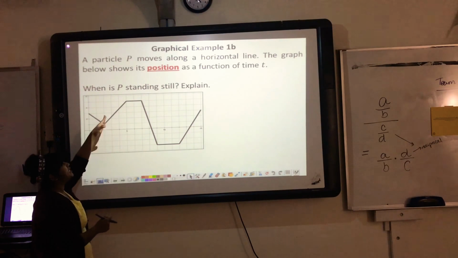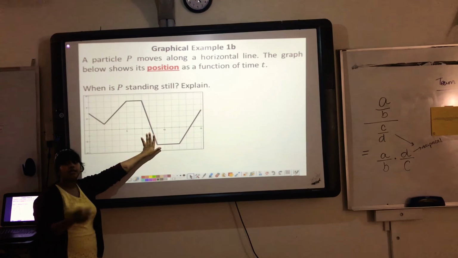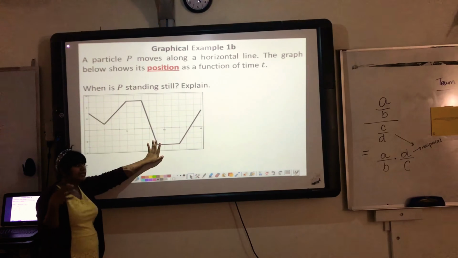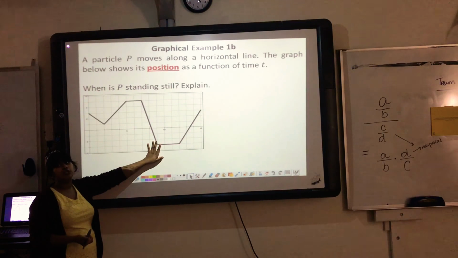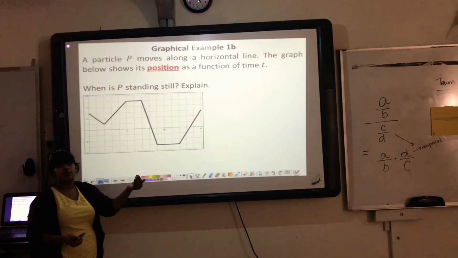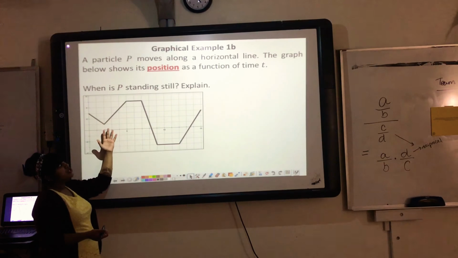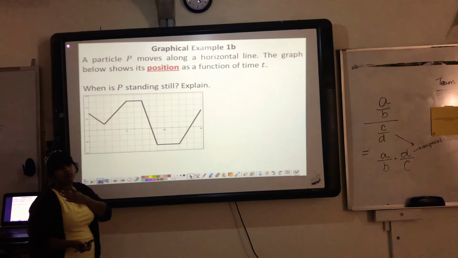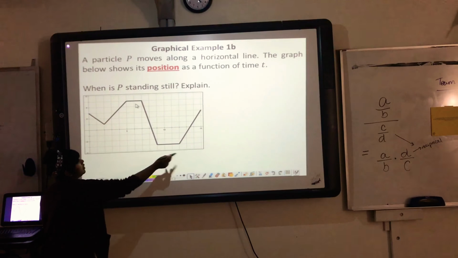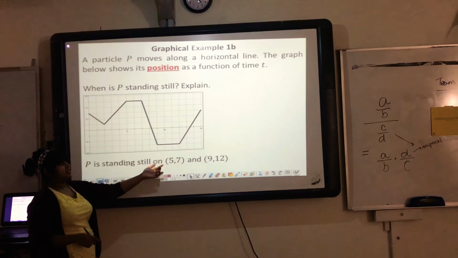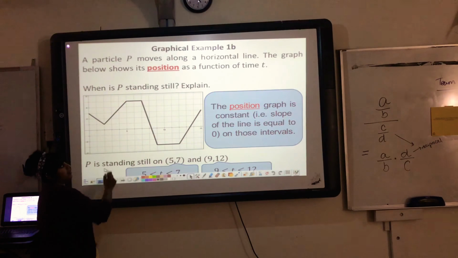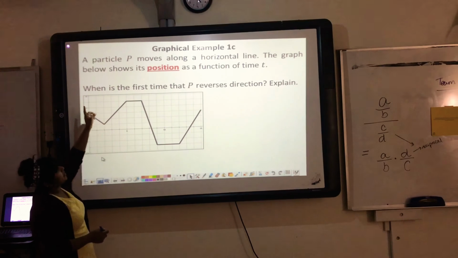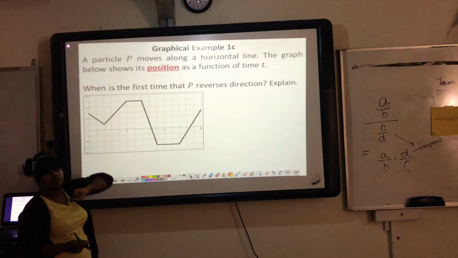Sorry. So, when is position standing still? Okay, again, let's go back to what we know. Movement, left, right, standing still is not based off the position graph. It's based off the velocity graph. So now I have to look, where is the velocity equal to 0? Well, I'm looking at position. So where is my slope equal to 0? Right there and right there. So I've got a slope of zero from 5 to 7 and 9 to 12. And there's our explanation.